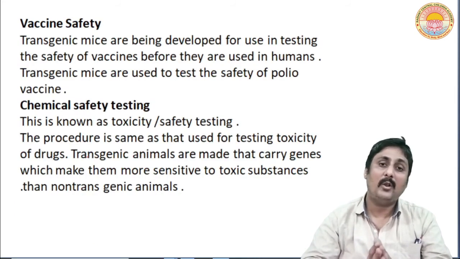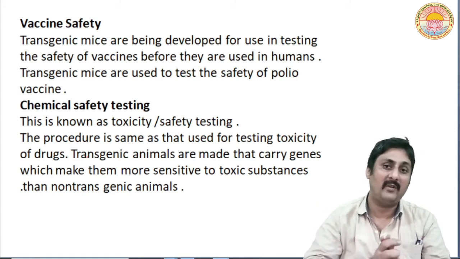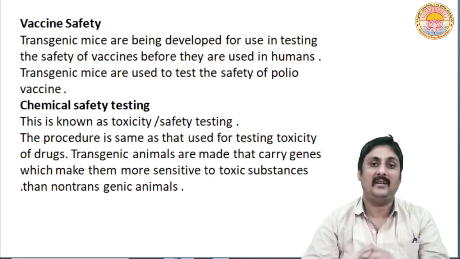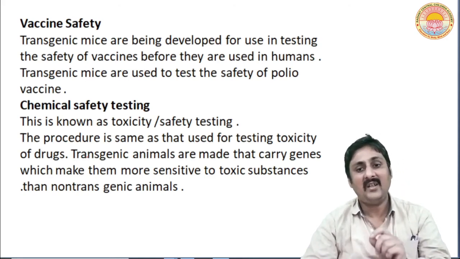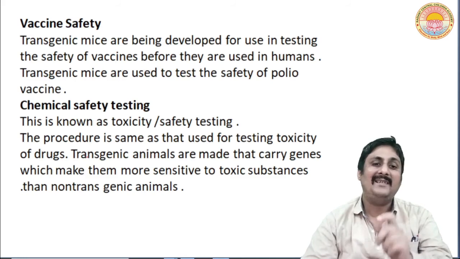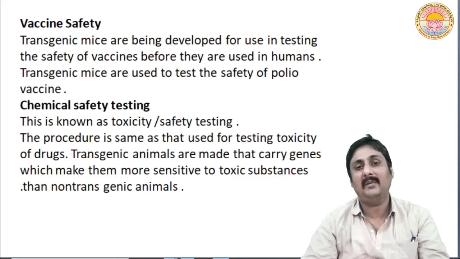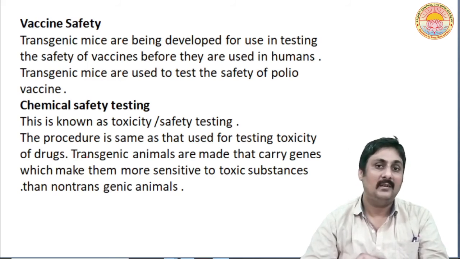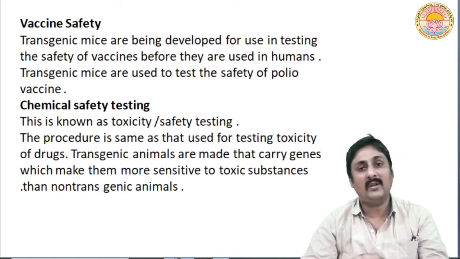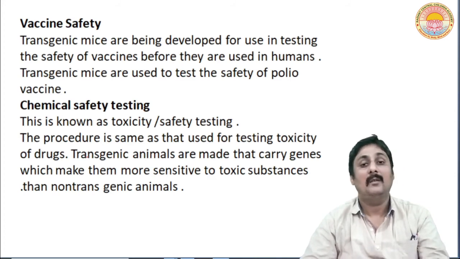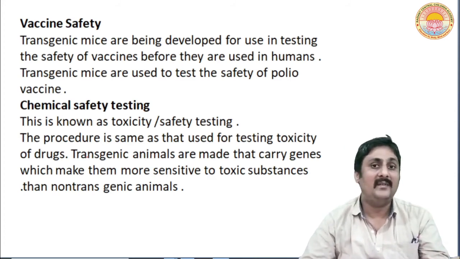So, let us now talk about the fourth benefit of transgenic animals, that is vaccine safety. Transgenic animals are being developed for use in testing the safety of vaccines. For example, the polio vaccine has been tested on transgenic mice before testing on monkeys, and then finally on human beings. This is because vaccines can have so many side effects. It cannot be directly used on human beings.